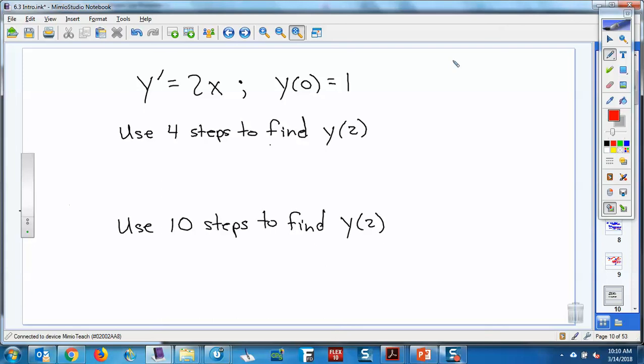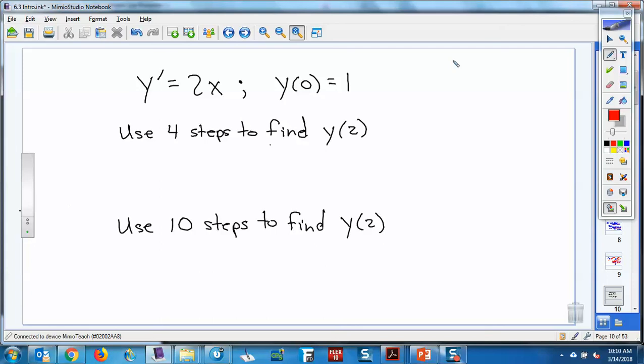Now, we're not going to solve for the whole y curve, the whole y equation, but we're just going to find y of 2. Okay? I've already done it up here. I did the antiderivative, put in a 0, 1, found the c to be 1, and so we know y of 2 is going to be 5.